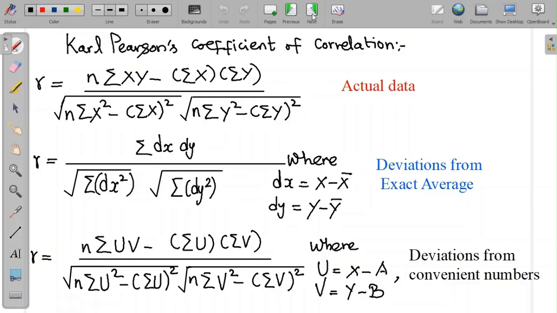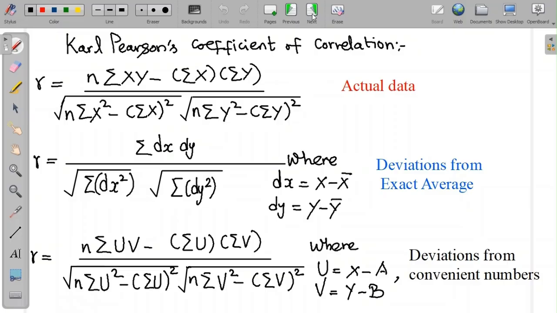Therefore, we can follow the second formula where we calculate the coefficient based on the deviations from the average. So we determine dx and dy, which are deviations of each observation from the average of x. dy is the deviation of each observation from the average of y. Then we multiply the two deviations, square the two deviations, and use them in the formula.